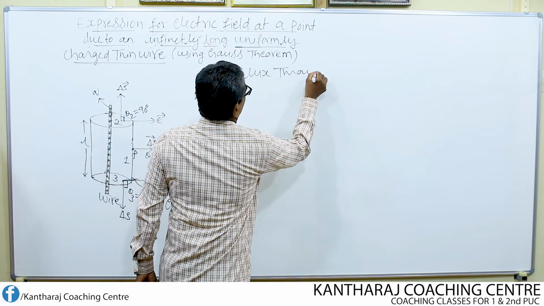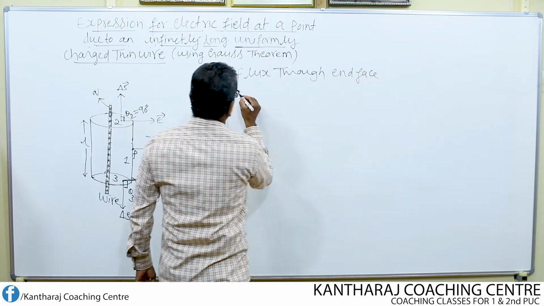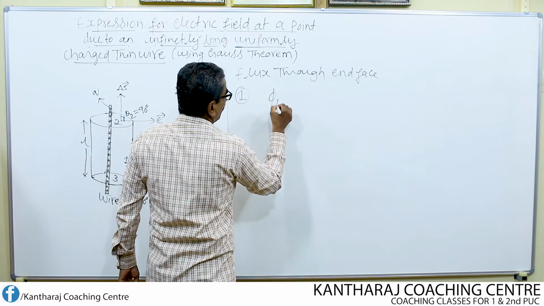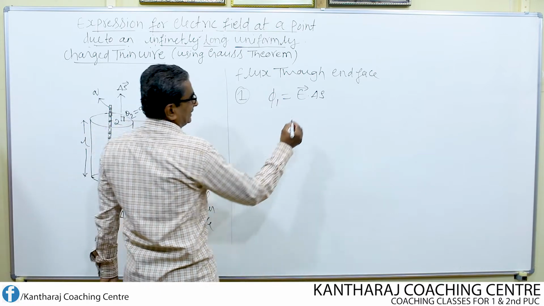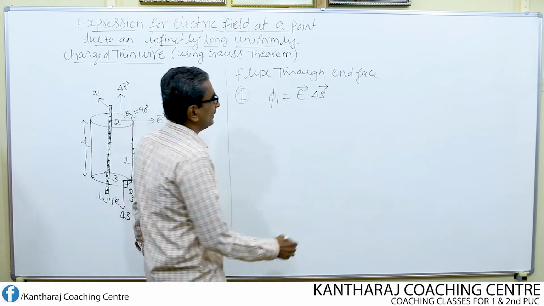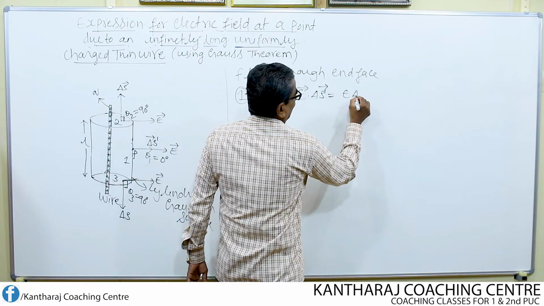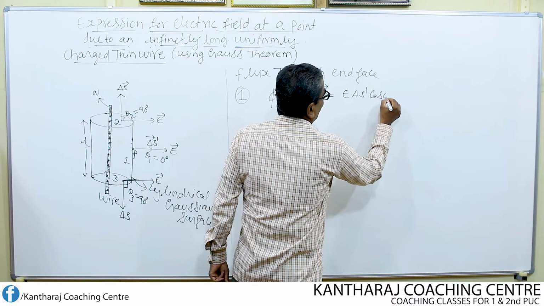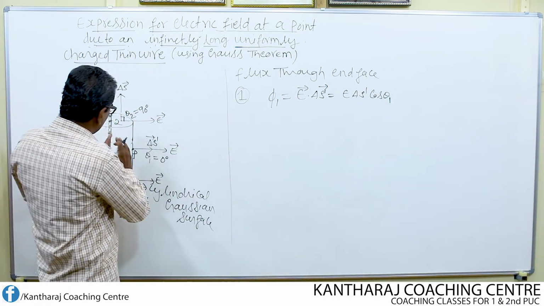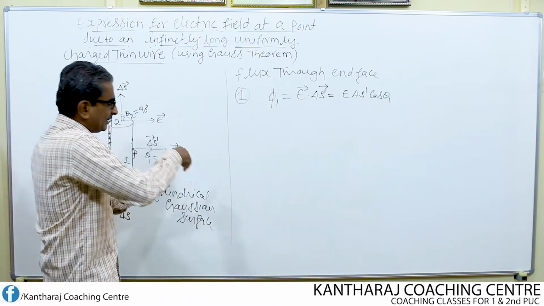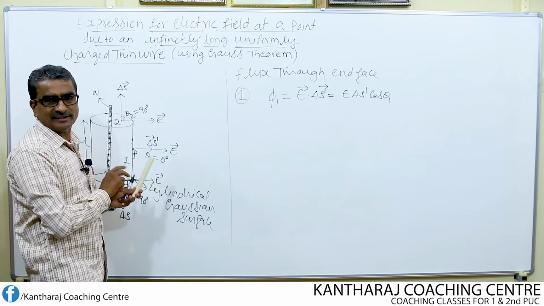Flux through end phase 1 is given by phi 1 equal to E dot delta S dash. If I write it appropriately, it will be delta S dash into cos theta 1. That means I am considering the flux through the entire cylindrical surface. From the entire cylindrical surface, what's the flux coming out? This side or this side?